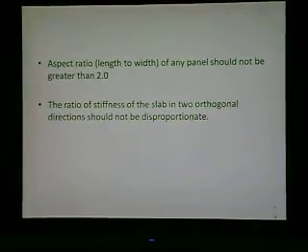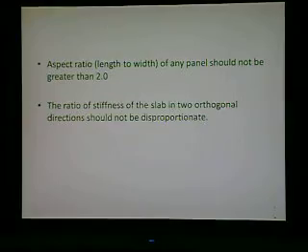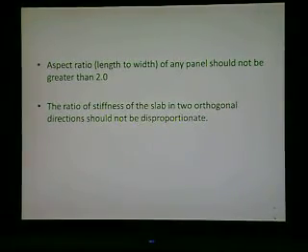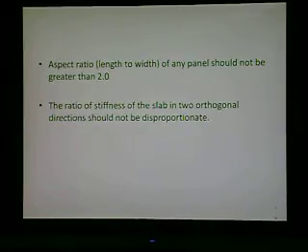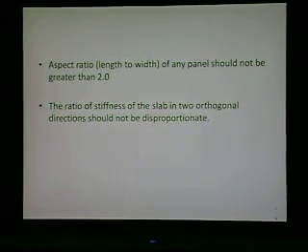Aspect ratio, that is length to width ratio of any panel, should not be greater than 2. The ratio of stiffness of the slab in two orthogonal directions should not be disproportionate.